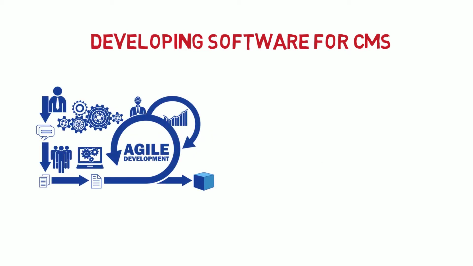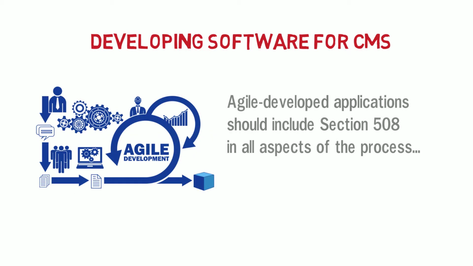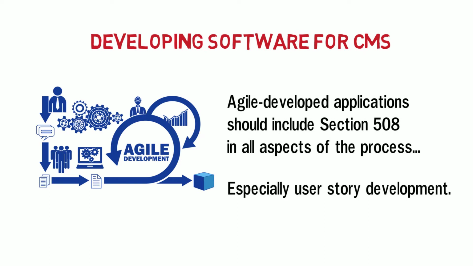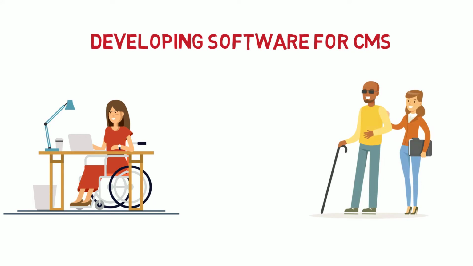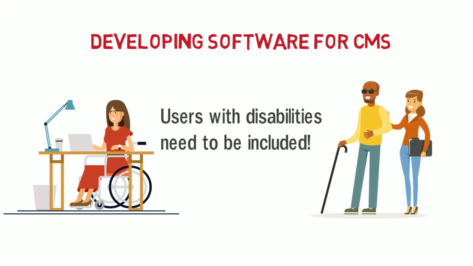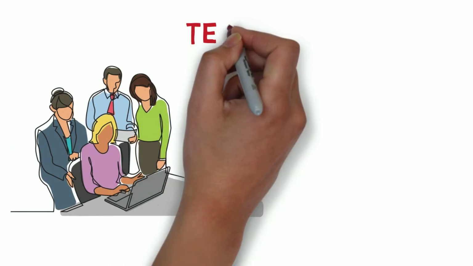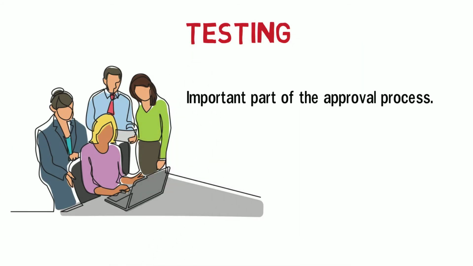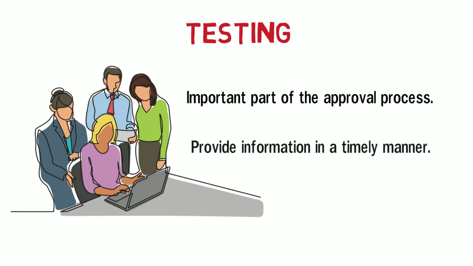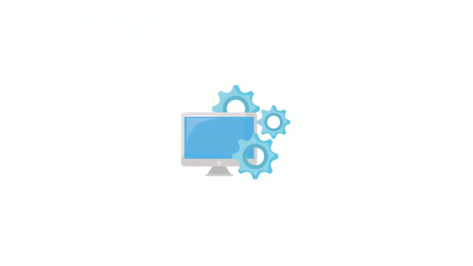Agile developed applications should include Section 508 in all aspects of the process, especially in the user story development phase. This means that users with disabilities need to be included as part of storyboards and user case development. Testing is an important part of the approval process, and since testing is conducted on a first-come, first-served basis, it is important to provide all requested information in a timely manner.